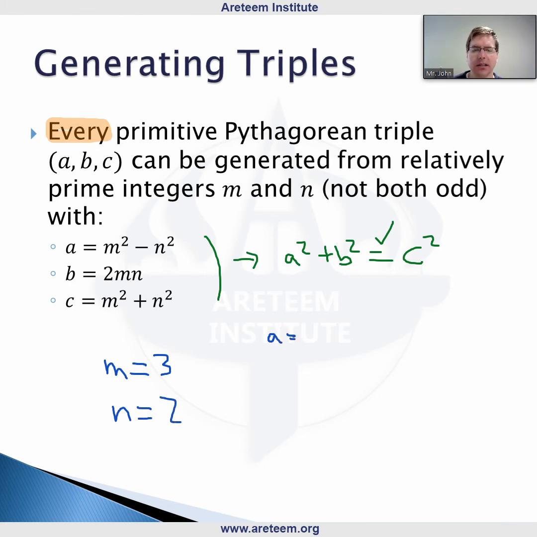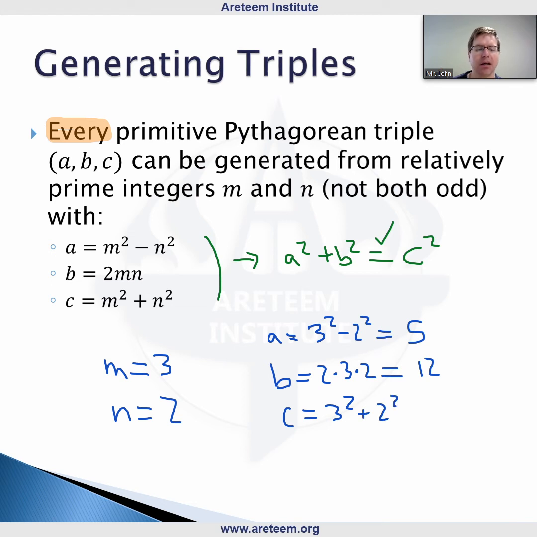So a is going to be 3 squared minus 2 squared. This gives us the number 5. b is going to be 2 times 3 times 2, so this gives us 12. And so we already know what c has to be. This is our 5, 12, 13 triple, but just checking, c is 3 squared plus 2 squared, so we have 9 plus 4, and lo and behold, that equals 13. So this gives us a triple generated from that m and n.